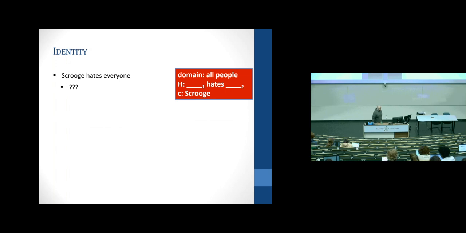Let me give you a run-up for it. Let's start off with a very simple little symbolization key. Let's have the domain be people, and let's have the two-place relation, 'one hates two,' and we'll have little c be Scrooge. Everybody knows Scrooge, right?